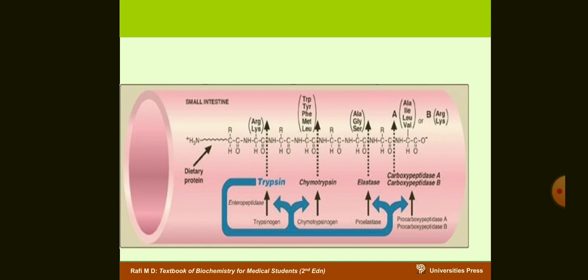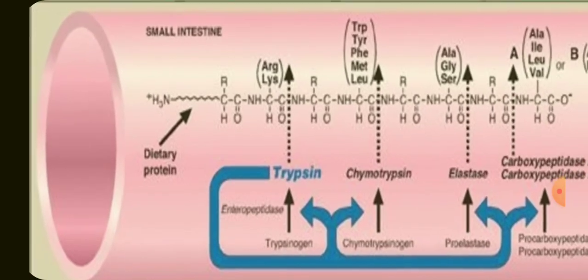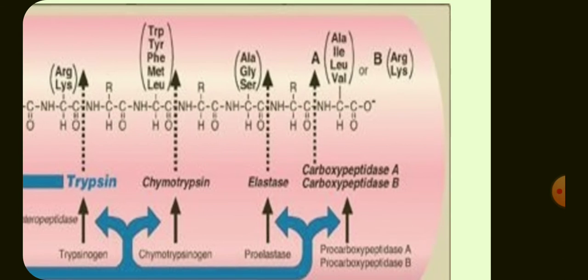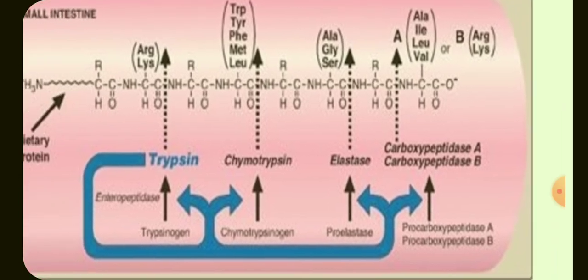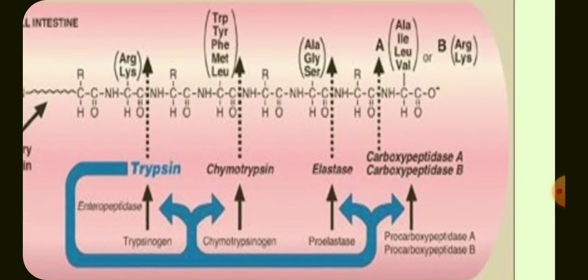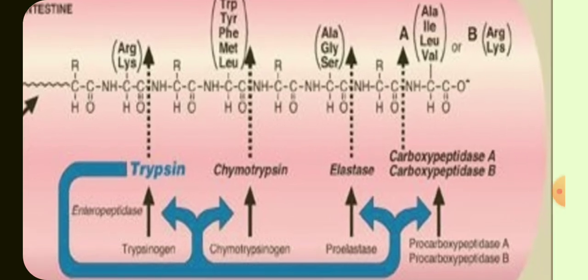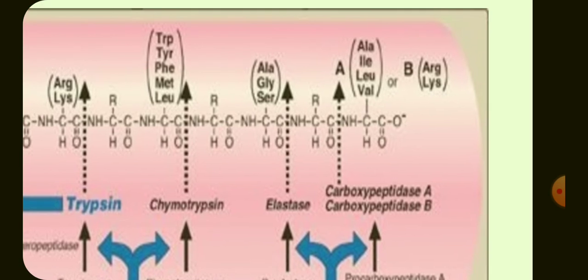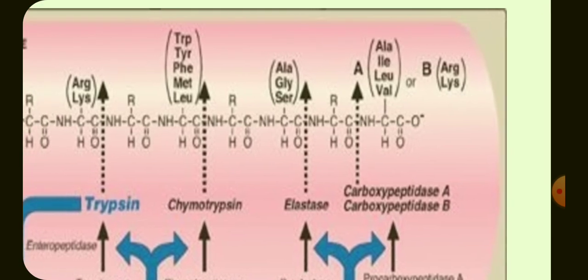Those are trypsin, chymotrypsin, elastase, and carboxypeptidase. Trypsin's specificity is that it hydrolyzes the peptide bond formed by the carboxylic group of the basic amino acids arginine and lysine, whereas chymotrypsin has affinity for the peptide bond formed by the carboxylic group of tryptophan, tyrosine, phenylalanine, methionine, and leucine. It hydrolyzes the peptide bond formed by these amino acids.